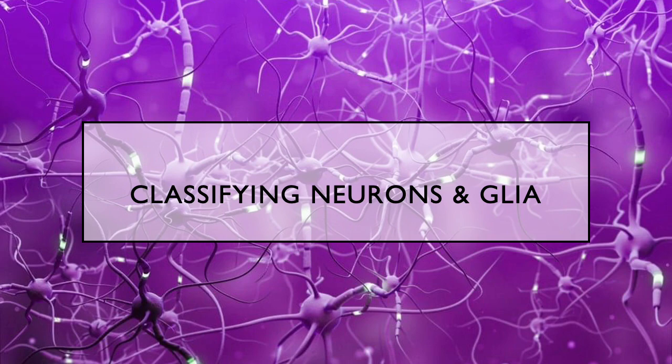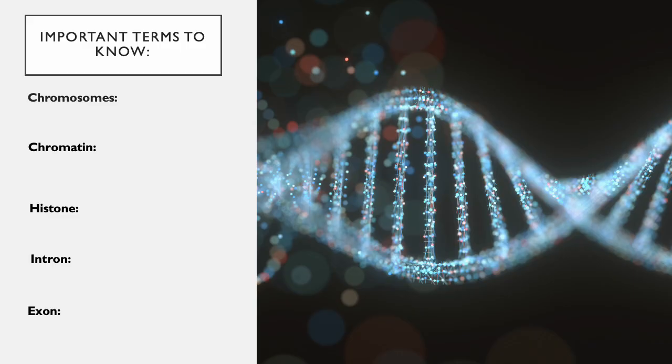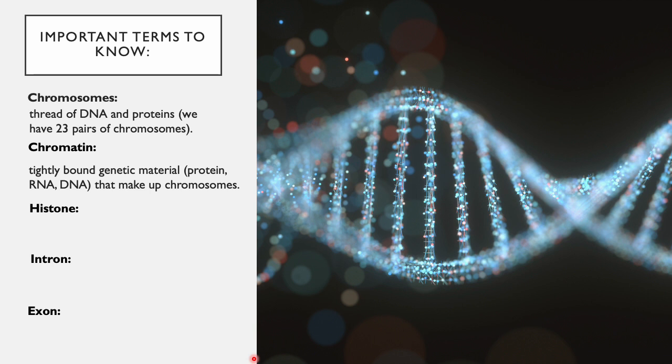Now we're going to move on to the classification of neurons. First, let's quickly review neuronal genes and genetic variation. These are all key terms you should know for your first exam. I want you to know that we have 23 pairs of chromosomes, and our long strands of DNA need to fit inside of chromosomes. Chromatin are tightly bound genetic material that make up our chromosomes. Our DNA strands are so long that they need to be coiled up, and histones play an important role in helping to keep this chromatin tightly compact.